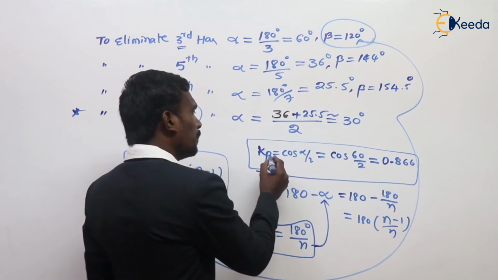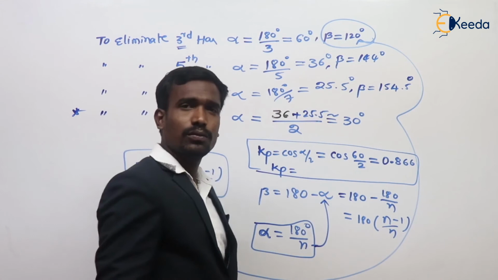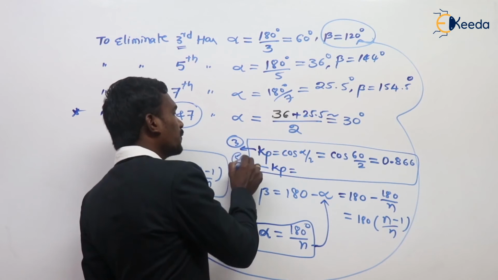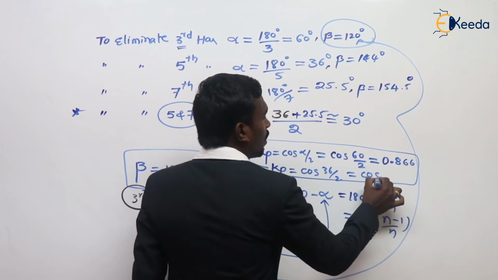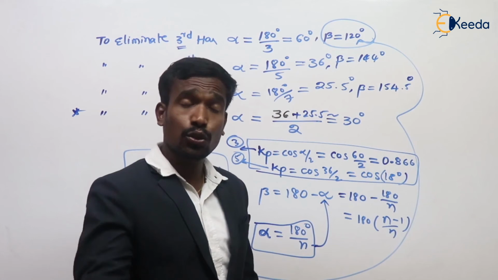For example, to eliminate fifth order harmonics, Kp is equal to. This is for eliminating third order. This is for eliminating fifth order. Kp is equal to cos of 36 by 2, that is cos 18 degrees. Cos 18 is nothing but 0.951 something. You should remember those values.